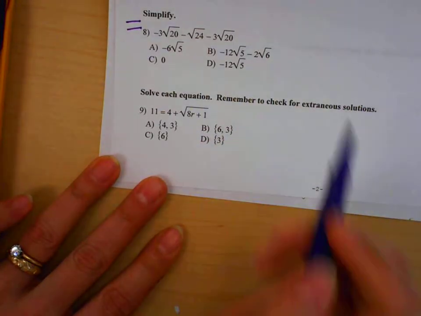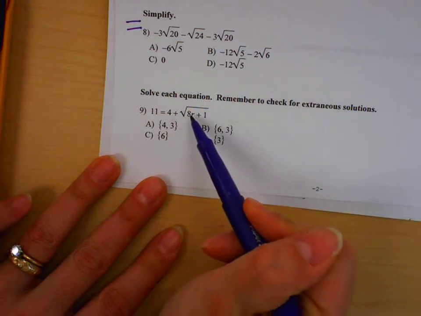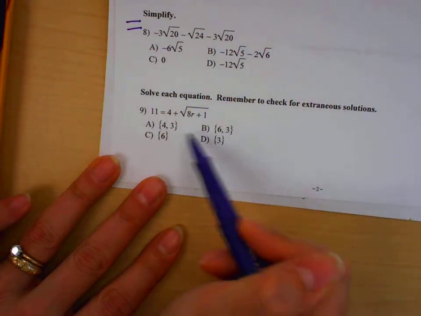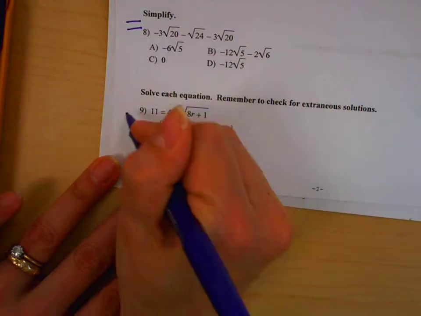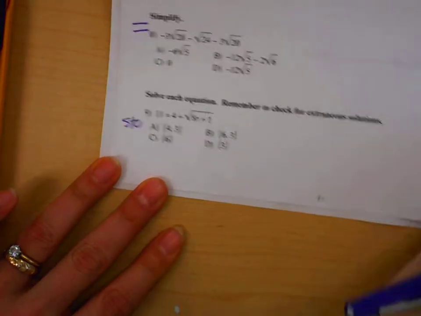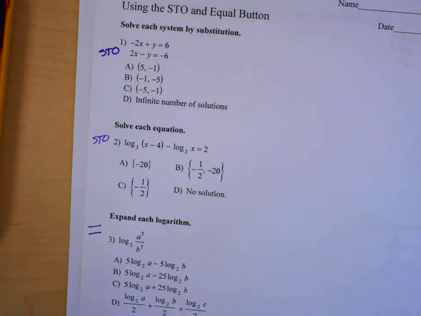My last one, I have a variable in the question, no variables in the answers. These are just numbers. I'm substituting them in, so this would be STO. So let's just try a couple of these to see how it works. So number 1, systems of equations is a great time to use the STO button.